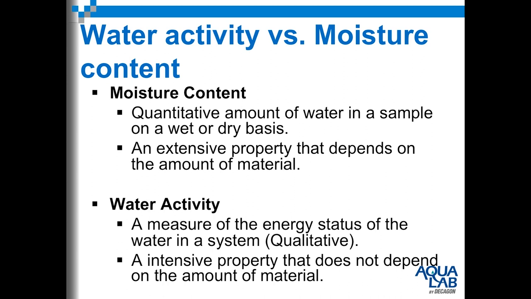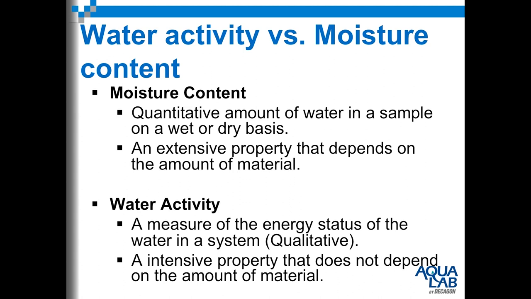So in terms of analyzing and understanding the role of water, it's critical when dealing with coffee quality. We've established that. The question is, how do we monitor the water and what measurements are optimal? So in dealing with moisture analysis, there are going to be two key measurements that are utilized. One is moisture content and the other is water activity. So when we look at moisture content, we're essentially dealing with a quantitative amount of water in a sample, and that can be reported on either a wet or dry basis.